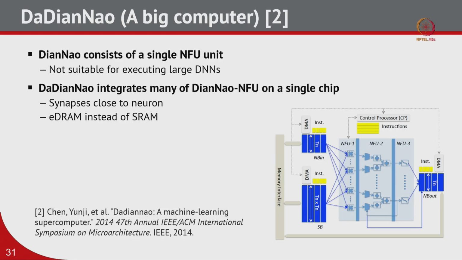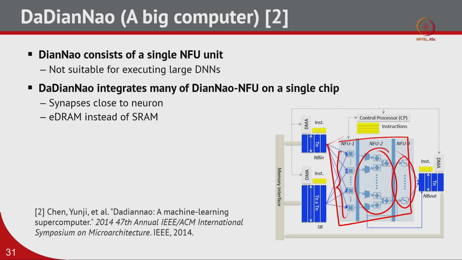Now, we saw DianNao. Next, let us discuss DaDianNao. In Mandarin, DaDianNao means a big computer. So, if you remember, DianNao consists of a single NFU unit. There is only one of this NFU unit, where we have a bunch of multipliers, bunch of adders, and then a bunch of units which compute the nonlinear operation.